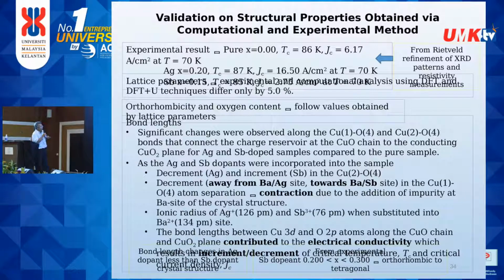And the radius of silver is around 126, which is quite close with the barium. And antimony 76 is very small, when substituted into barium 134 picometer.